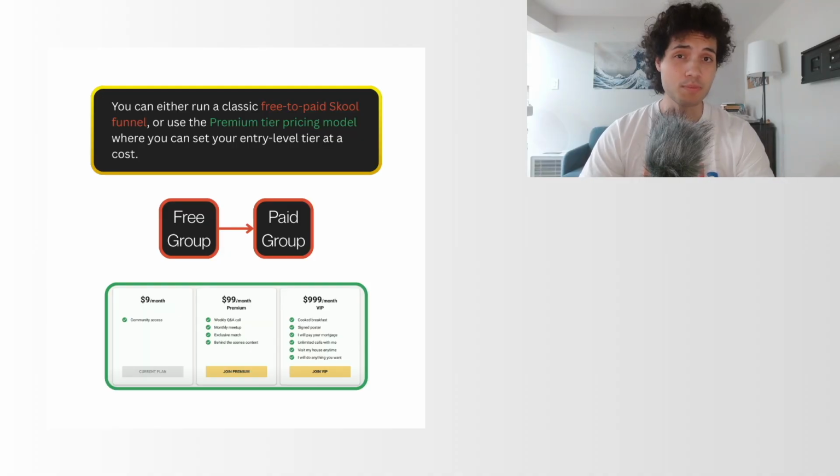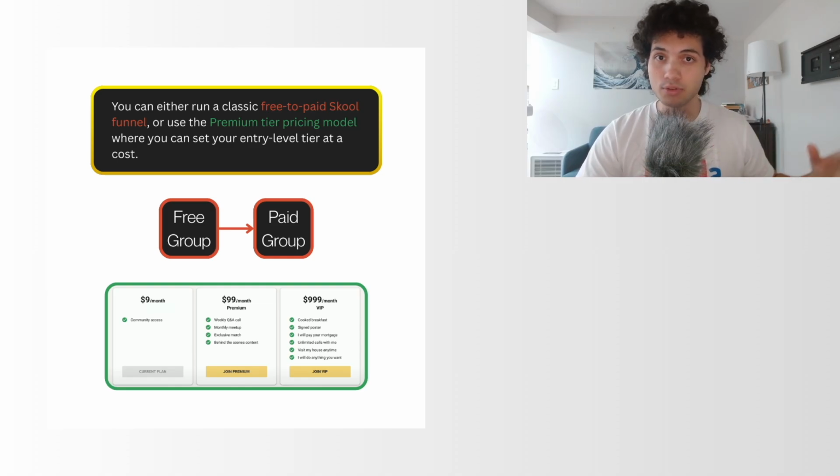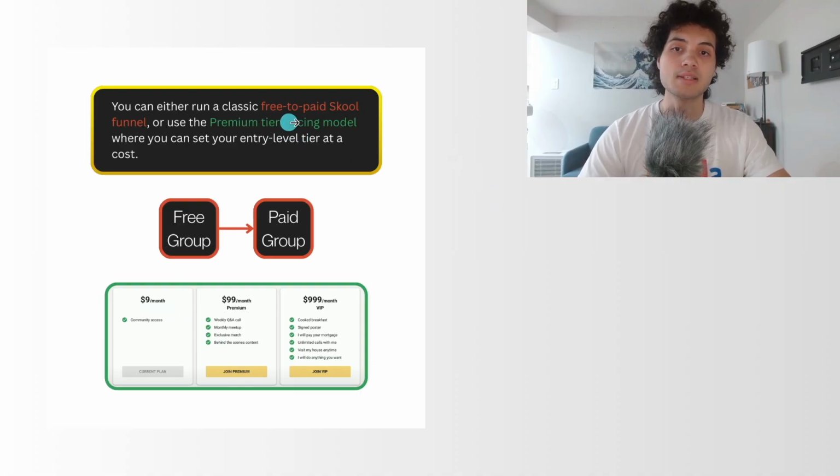Now, if too many people are joining your Skool group and you cannot deliver on all of that demand, or all of these new members are actually negatively impacting your community's culture because there's just too many people coming in for them to integrate seamlessly with the existing members, then you can either run a classic free to paid Skool funnel, which we won't be covering in detail in this video, or you use the premium tier pricing model, where you can actually set your entry level tier at a low cost.